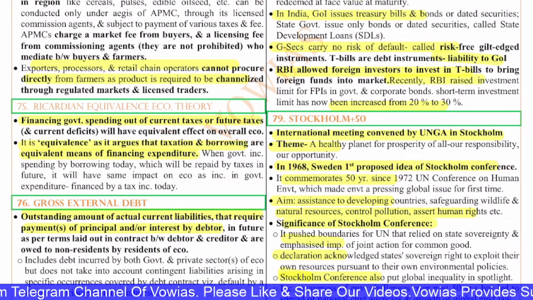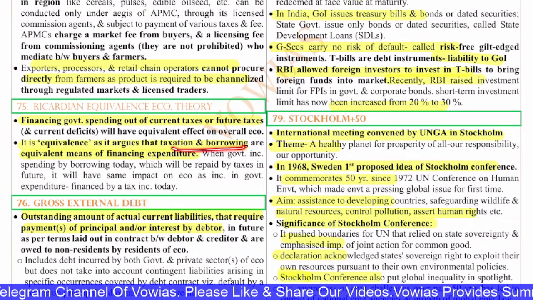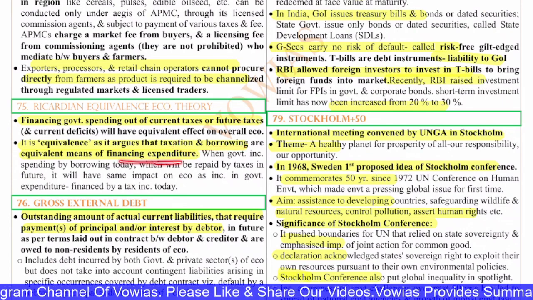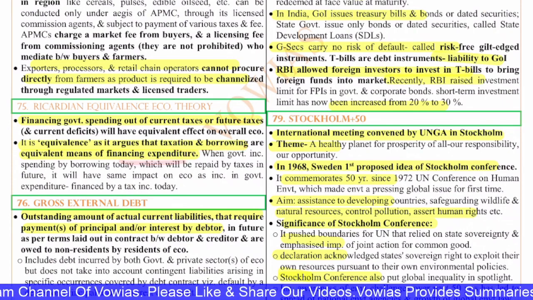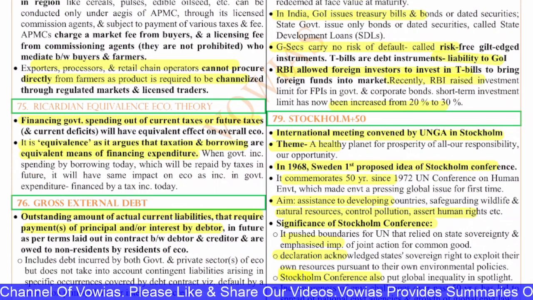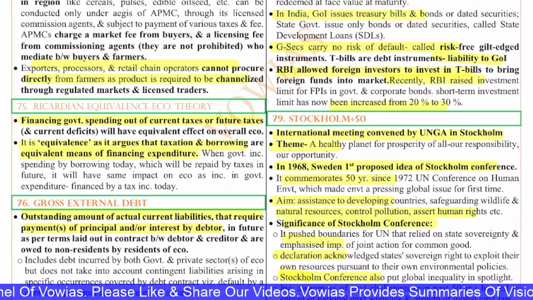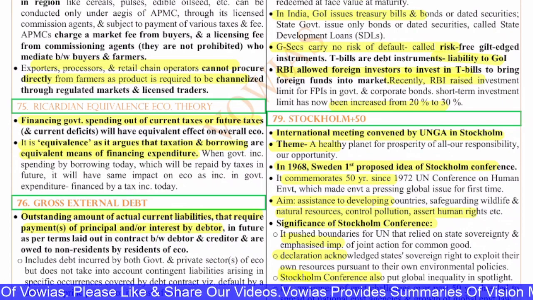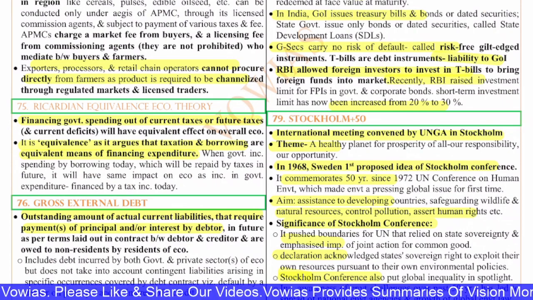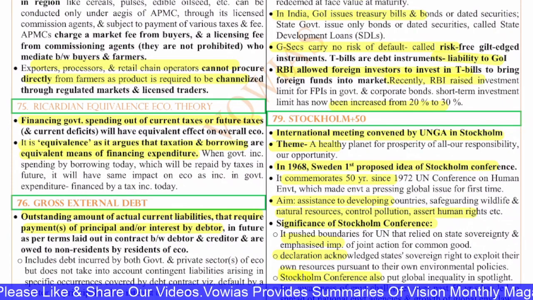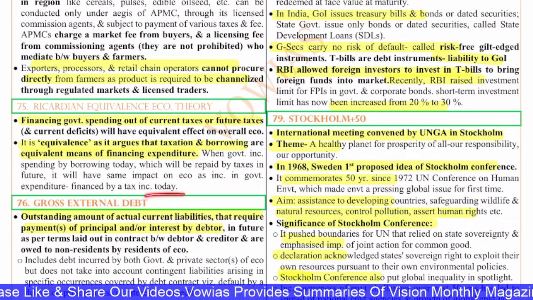Its equivalence, as it argues that taxation and borrowing are equivalent means of financing expenditure. When the government increases spending by borrowing today, which will have to be paid by taxes in the future, it will have the same impact on the economy as an increase in government expenditure financed by a tax increase today.